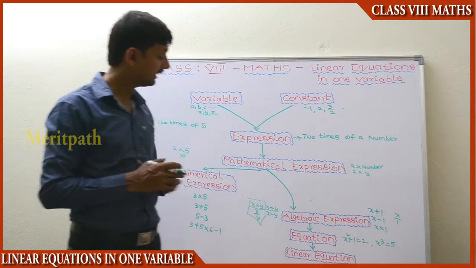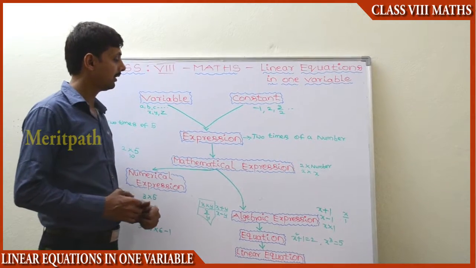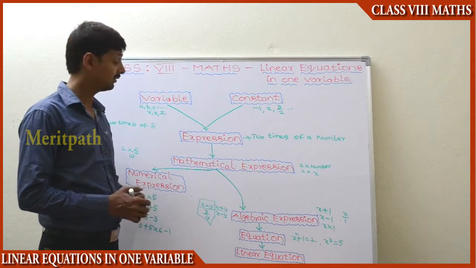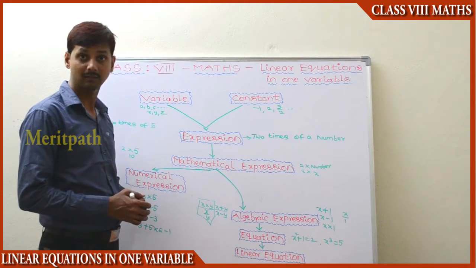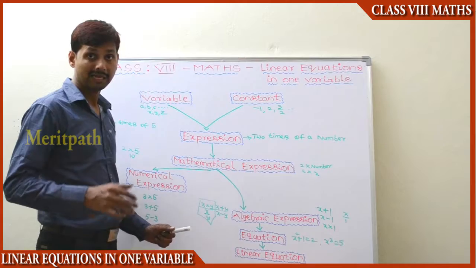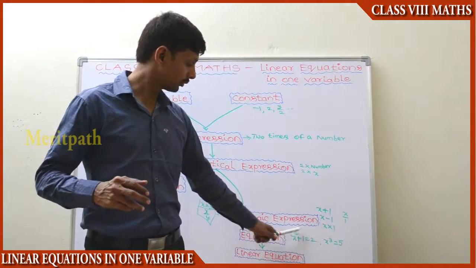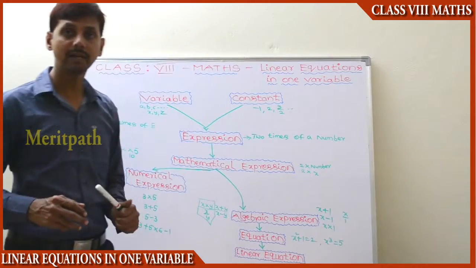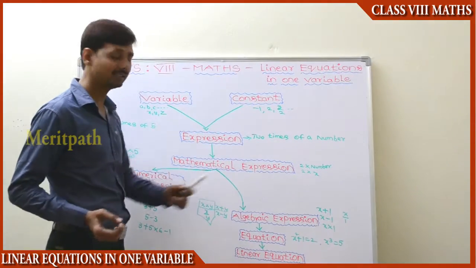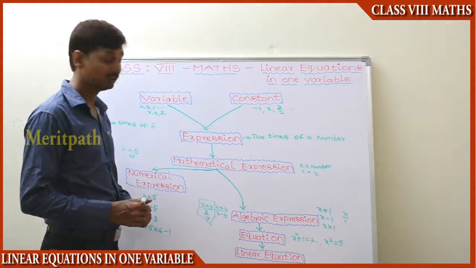And let's go for linear equation. An algebraic expression which contains the symbol of equality, we call it an equation. So here 2, x power 2, x power 3 is equal to 5. Nothing but here it has the equal to symbol. That's the reason we call it an equation.